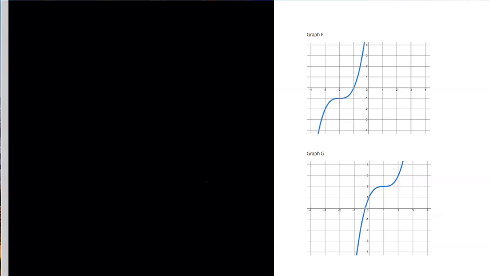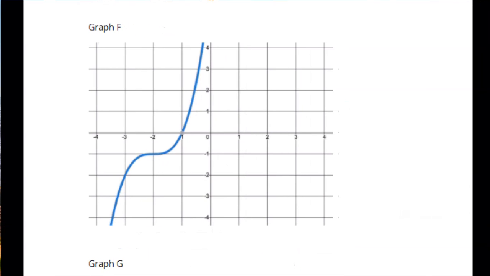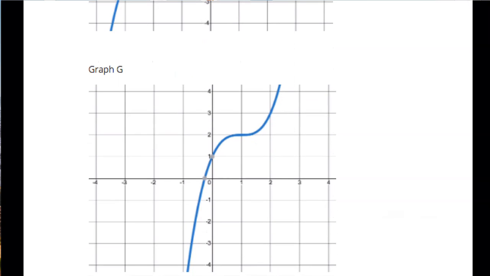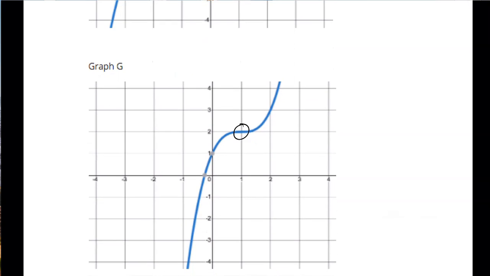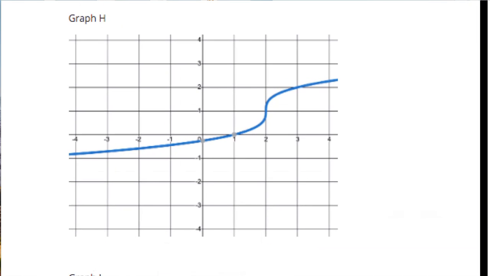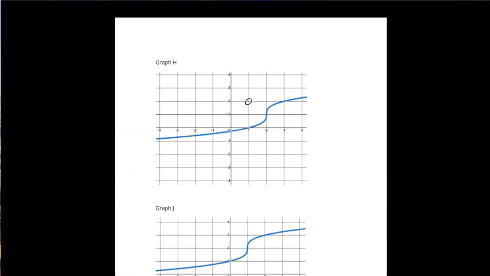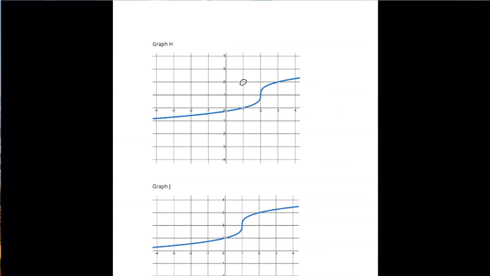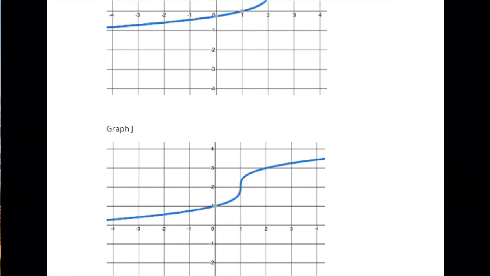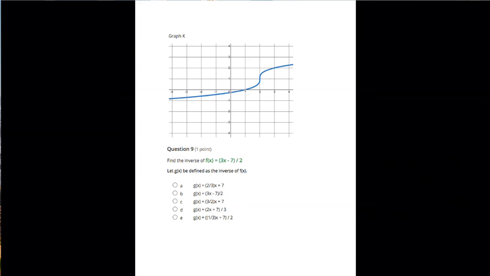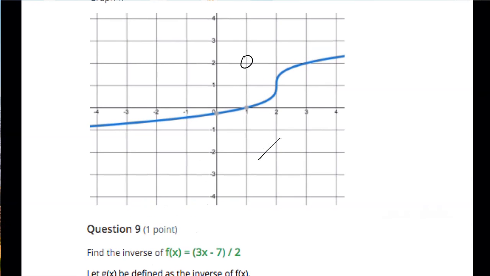So let's see, where are those graphs? Here we go. This graph, does it have 1, 2? No, so it's not graph F. This graph, ooh, 1, 2. That's promising. Let's keep looking. This graph, 1, 2, no. And let's see, this graph, oh, we have 2 options. This is promising, not this one. And last one, 1, 2, no.